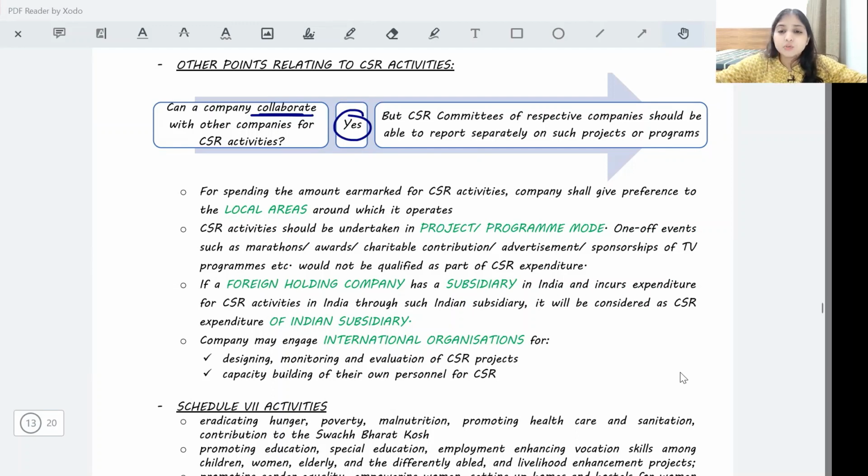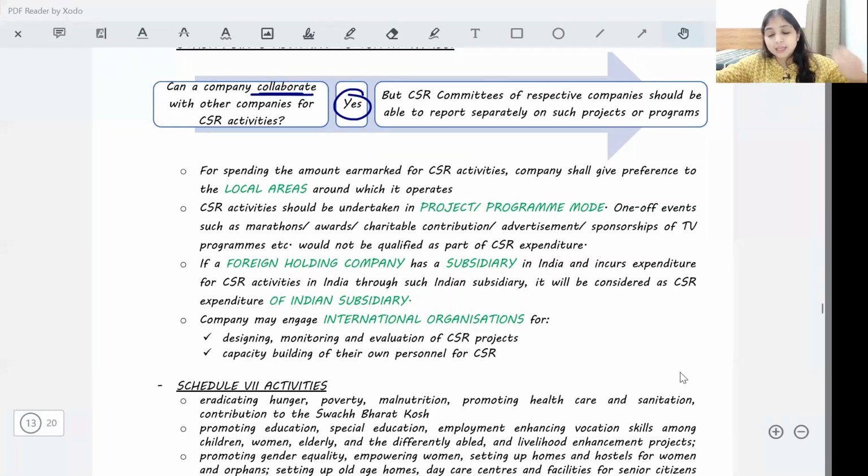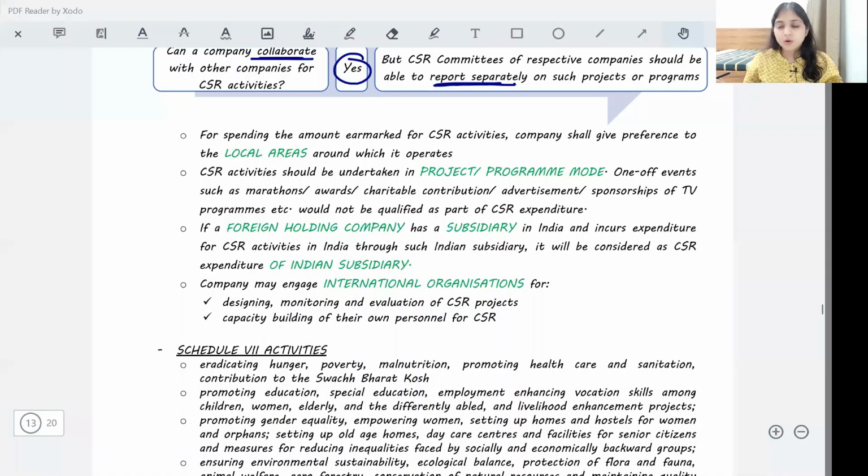But in case you want to do it like that, in case you want to join along with another company and do CSR activities, then you will have to make sure that each company is able to report separately how much each company has spent on CSR. Separate reporting should be possible. Now going ahead, we just have a few more points to learn under CSR. We're done with the difficult part. Just a few more small points.